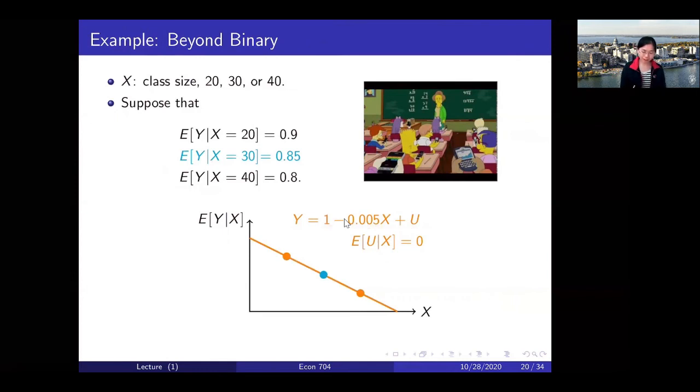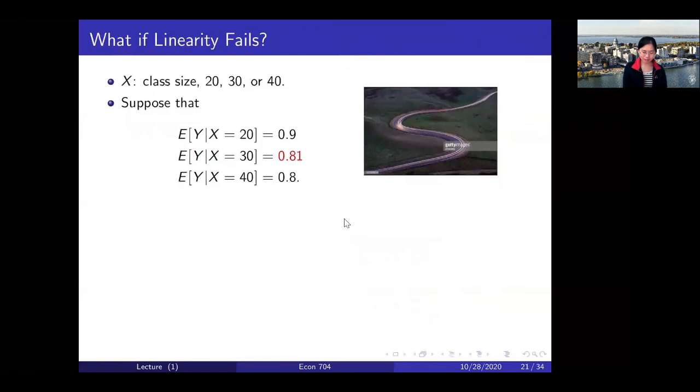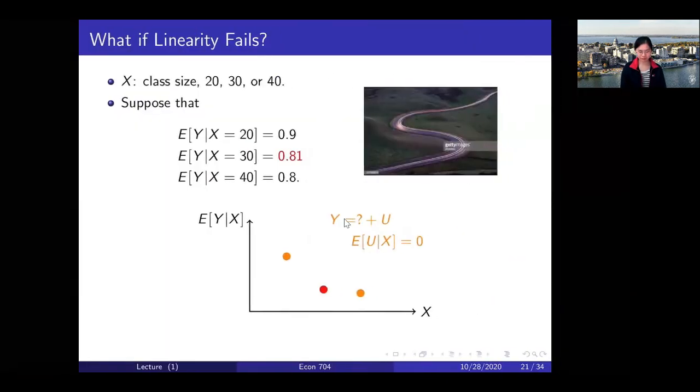But clearly, this third point doesn't need to be on this straight line that you got from the first two points. So it could be that the third point is not on that straight line. So you have three points now, but you do not have a straight line through the three points. You might have a curve, but it's not a linear function of x.